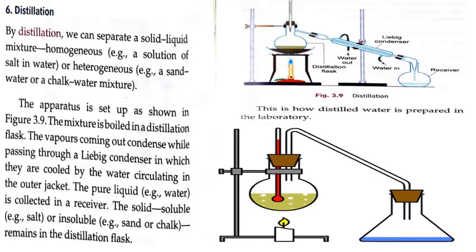So what they are saying is that by using the method of distillation, firstly you can separate both kinds of mixture, that is homogeneous as well as heterogeneous. How does this apparatus work, which is figure 3.9 in your book? They are saying that when we start boiling the liquid that we are having, its vapors start coming out. We have seen, right, evaporation takes place. The vapors coming out condense while passing through a Liebig condenser.